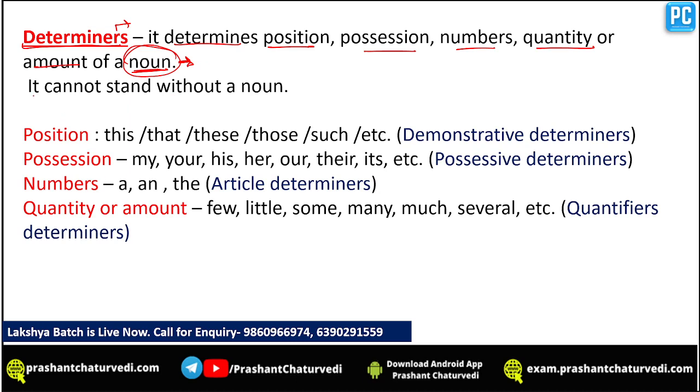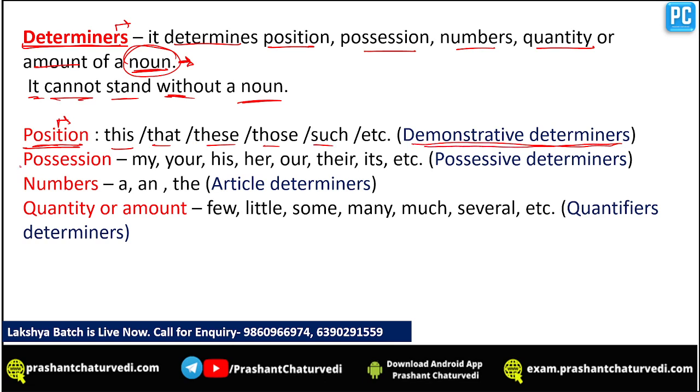Clear? So it cannot stand without a noun, which means these determiners are not used before any other word categories. These can be used only before a noun. Clear? So here are a few examples of determiners. The determiners which determine the position are this, that, these, those, such. And these determiners are called demonstrative determiners.